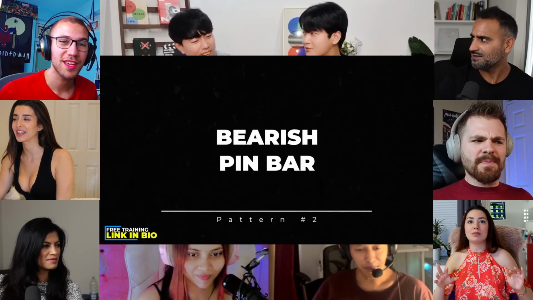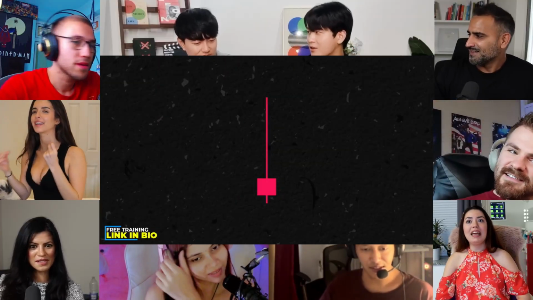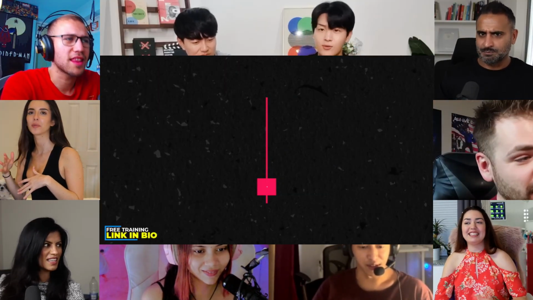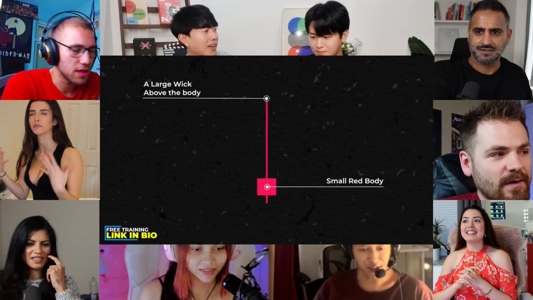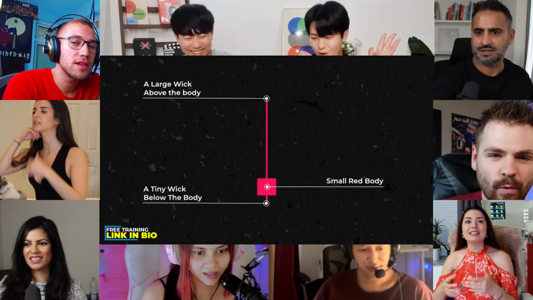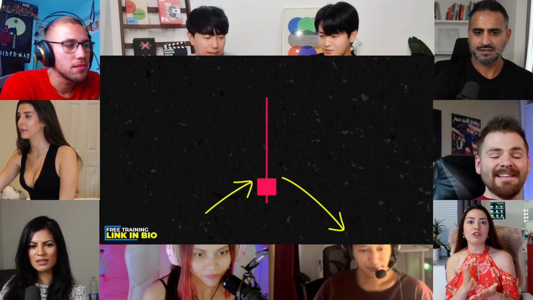Pattern number 2, bearish pin bar. The bearish pin bar is just the opposite of the bullish pin bar. It is a red candle with a small body, a large wick above the body, and a tiny or no wick below the body. It indicates a reversal to the downside.